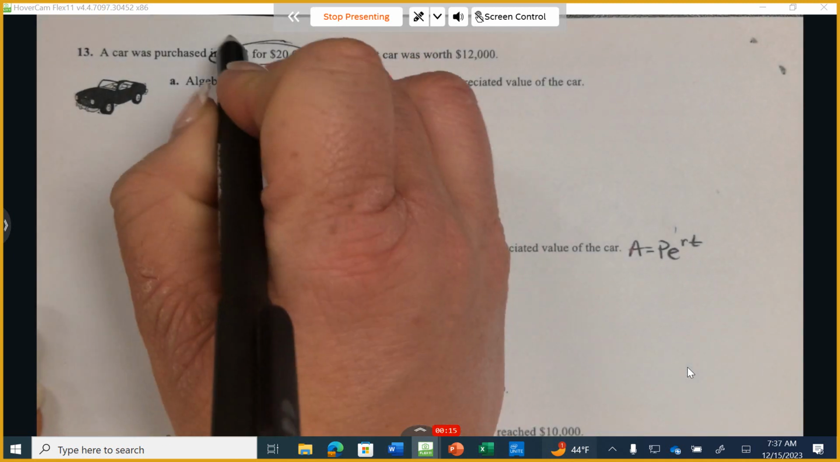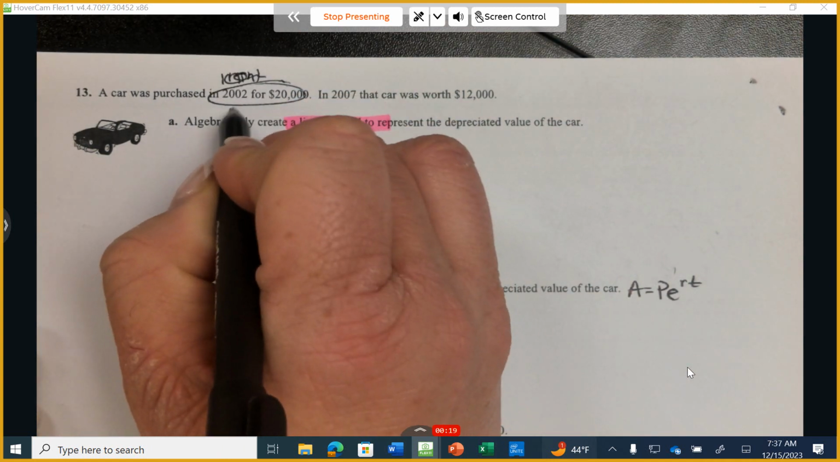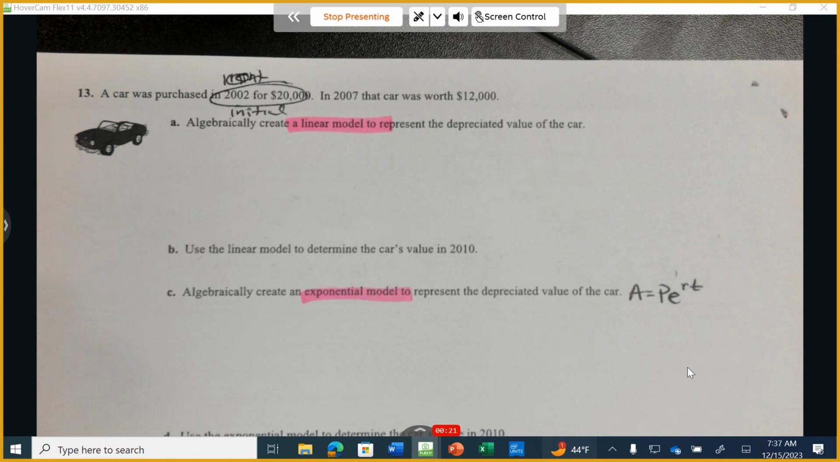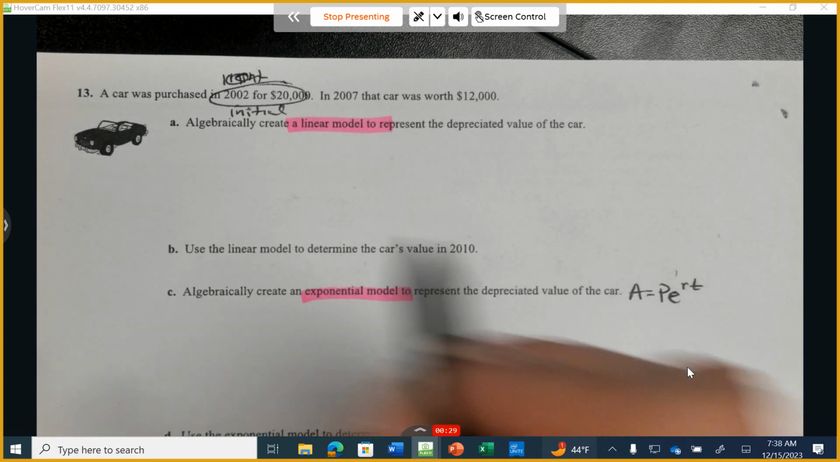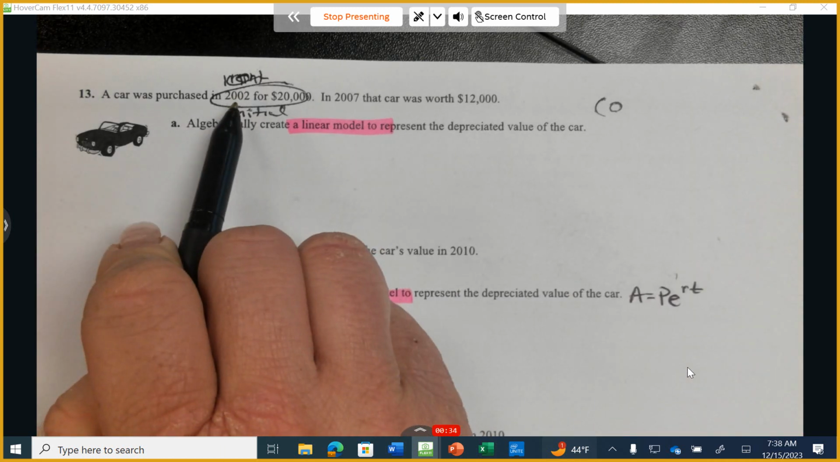This is our initial, so please write initial above this. I just spelled initial wrong. There we go. So we have an initial amount, and then we have a period of time later on with another amount of the value of the car. So I'm going to say I have one ordered pair. This is initial, so I'm going to say 0.